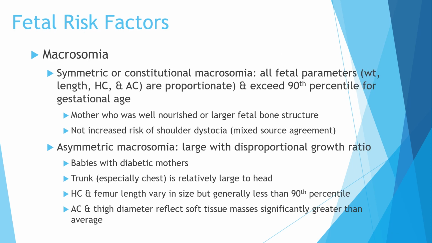Fetal risk factors: bigger baby, symmetrical and constitutional macrosomia. That has to do with a baby being just big all the way around, versus a diabetic mother's baby that tends to have a bigger chest and bigger shoulders to work with, versus just overall a bigger baby. So there is a difference between, okay, is this a big baby because it's a diabetic baby, or is it a big baby because of genetics? Because they found direct links of the shoulders being proportionately larger than the rest of the body, increasing the chances of a shoulder dystocia.